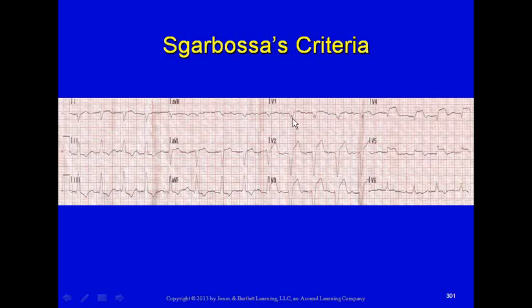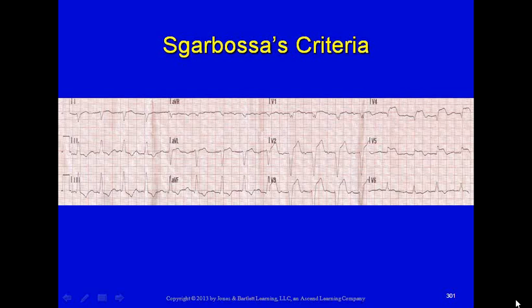If you look at V1, you see the rabbit ears on those QRS complexes? So I've got notched QRS complexes, so I have a bundle branch block. So I'm going to go to V1, and from the J point, my QRS is below the isoelectric line. So from the J point in V1, my QRS is below the isoelectric line. I have a left bundle branch block. So now I need to apply Sgarbossa's criteria.